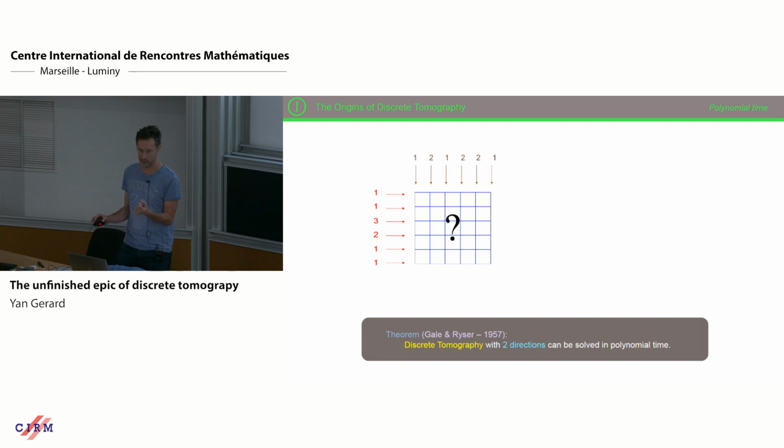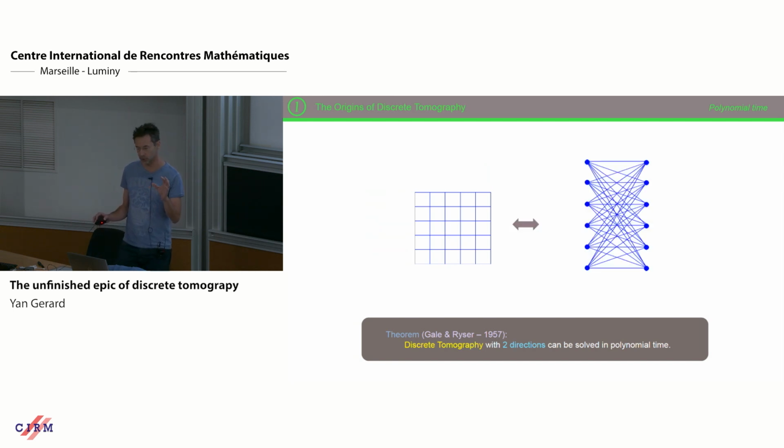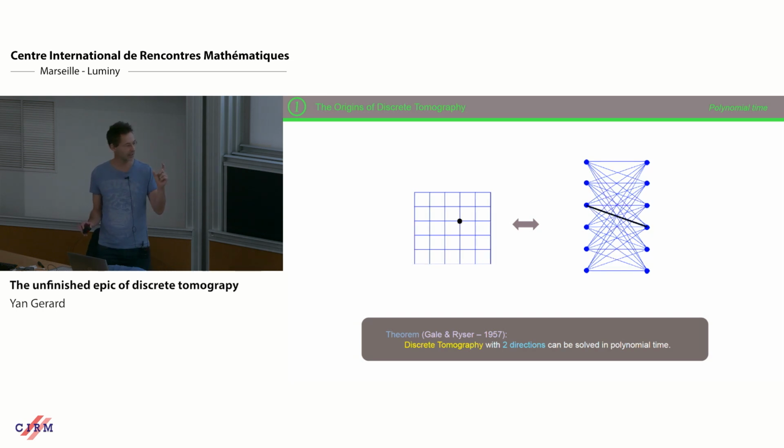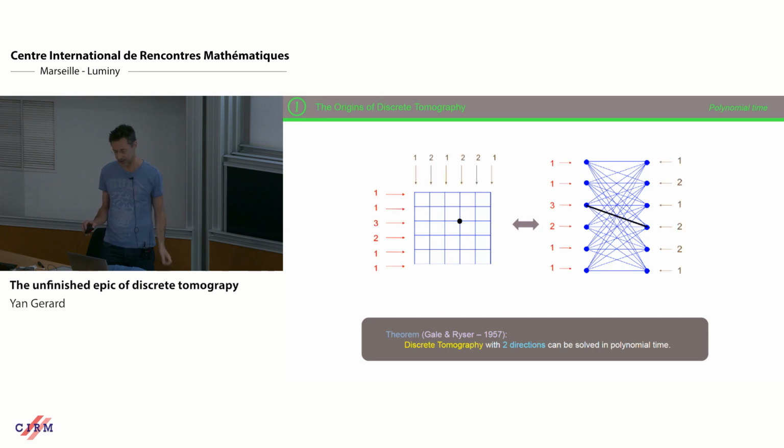It's really easy to see that, to design an algorithm. In fact, you can think about your grid. Each point of your grid, you can see it as an edge in a complete bipartite graph. And then you can see your projections as the degrees of the vertices on the left and the degrees of the vertices on the right.